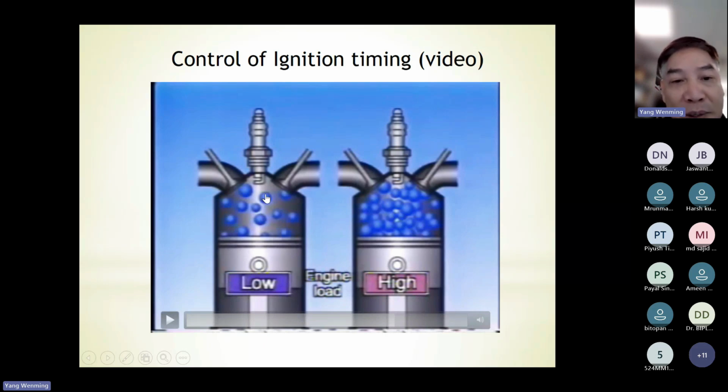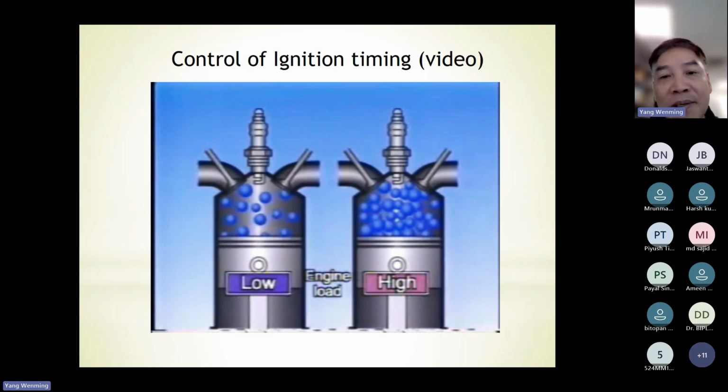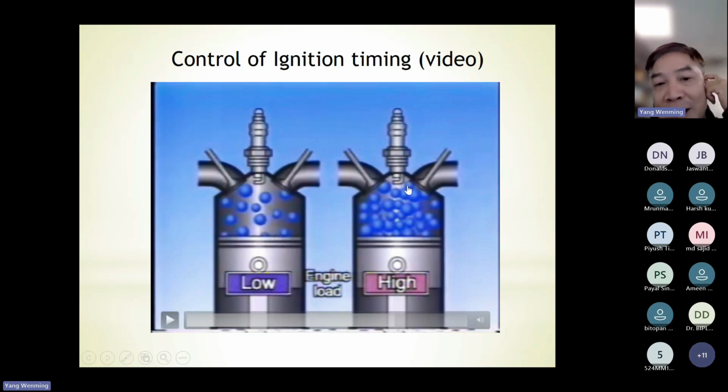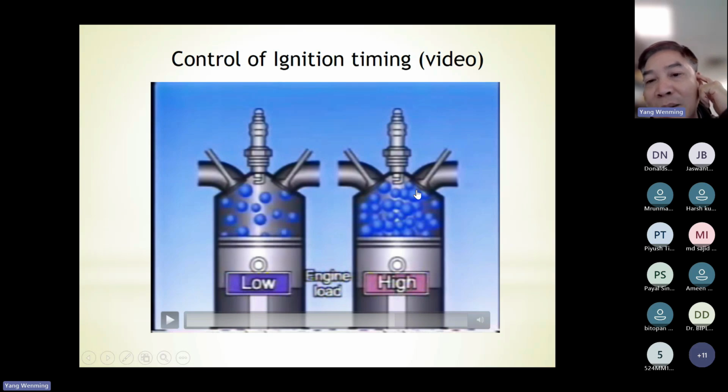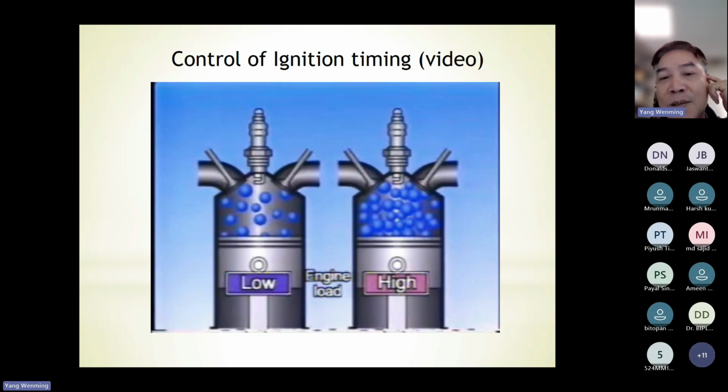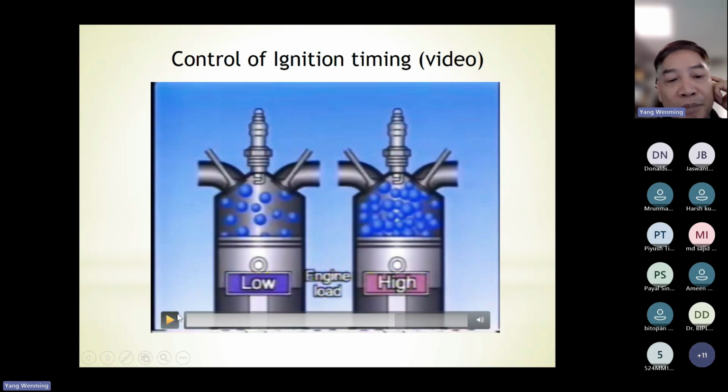This is a ball, which means a few droplets. So what is the difference? You can see at higher engine load conditions, more fuel is supplied or injected into the engine, correct? At lower engine load conditions, less fuel is supplied to the engine, correct? At higher engine load conditions, we can see the combustion process is much faster than this one.